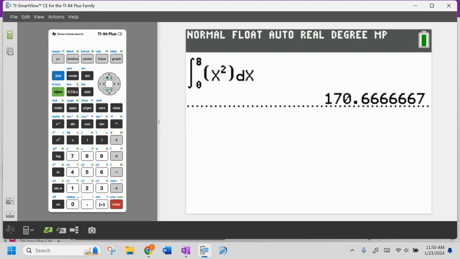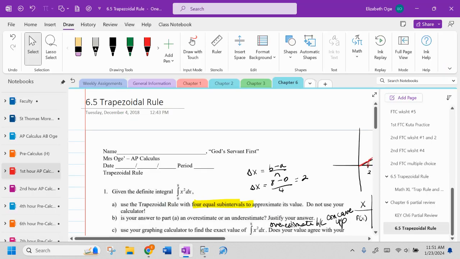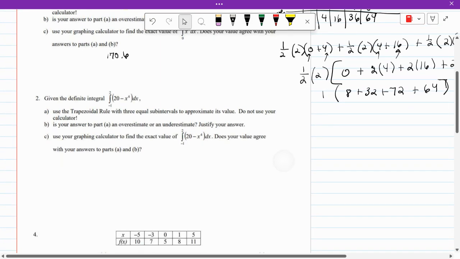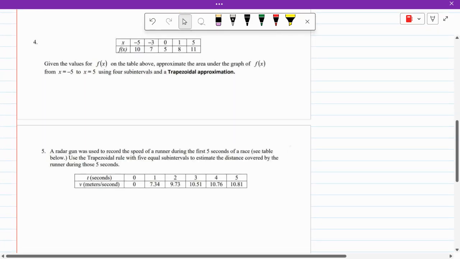It's 170.6 repeating, which is less than our estimate. So we were correct that our estimate is an overestimate. Okay. So 1 and 2 are exactly the same. So let's go to number 4, where it's a little bit different.